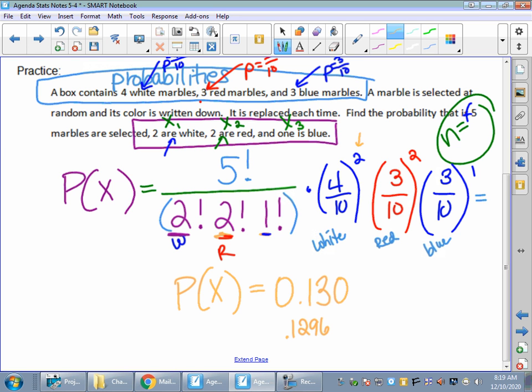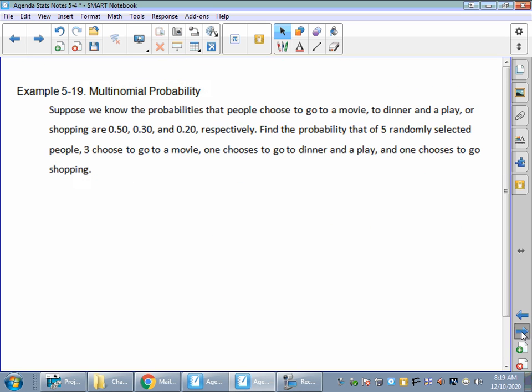So unlikely to happen, right? Not a really great probability, but we did the check. So that's multinomial. We've got many things happening here. We're asking the probability of more than one thing happening. So let's set up this second problem.